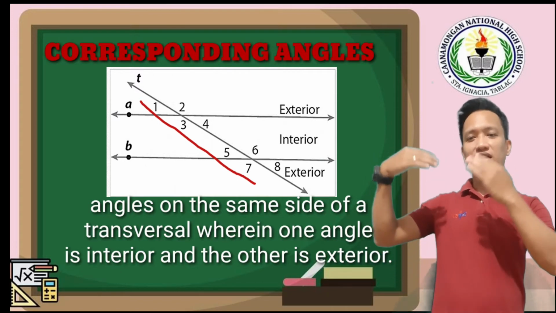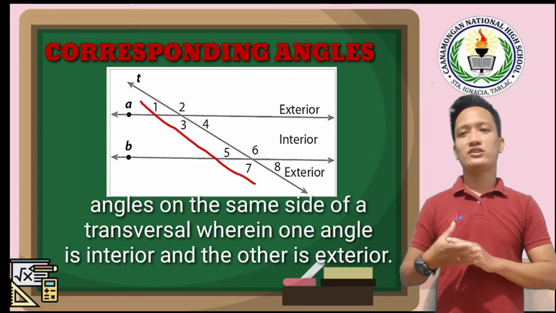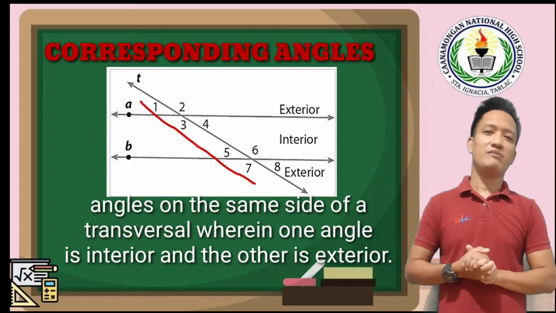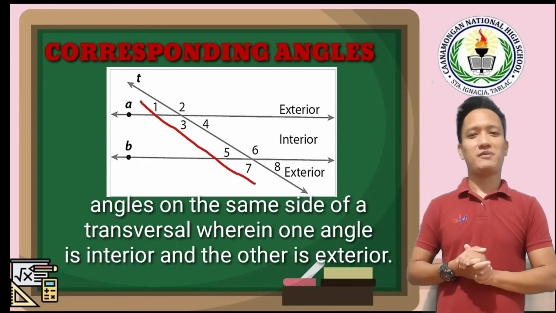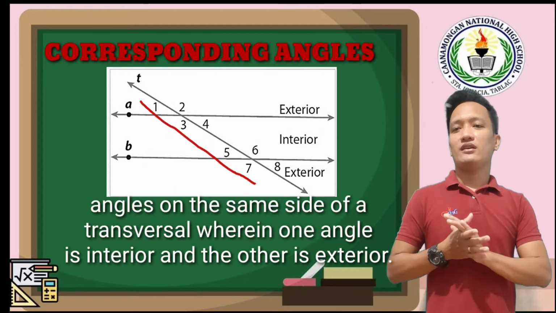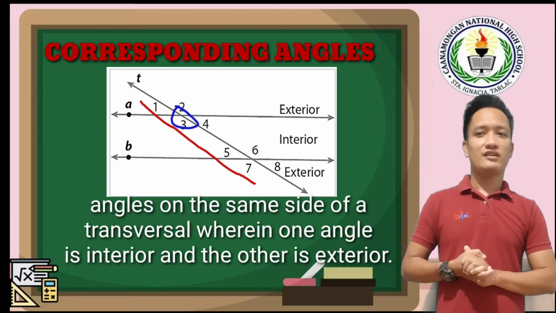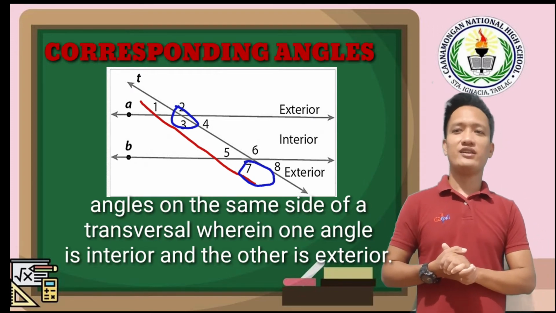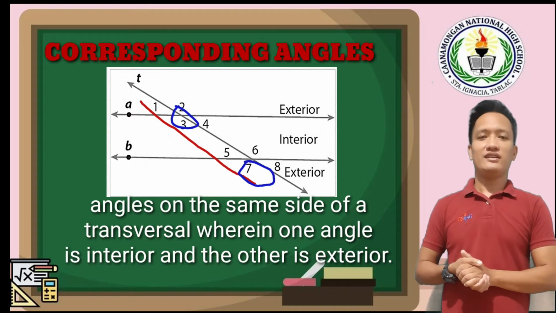So, same side, parehas ng side. Tapos, yung isa nasa loob, yung isa ay nasa labas. Okay, magsasabi ako ng isa, hanap kayo ng partner. So, angle 3. So, anong partner ng angle 3? So, angle 7. Yes, angle 7. So, angle 3 and angle 7 are corresponding angles.